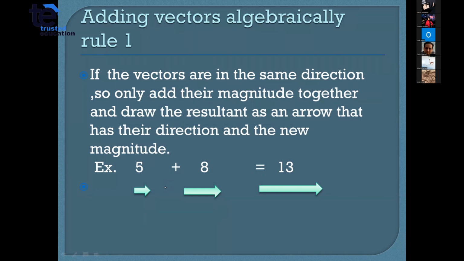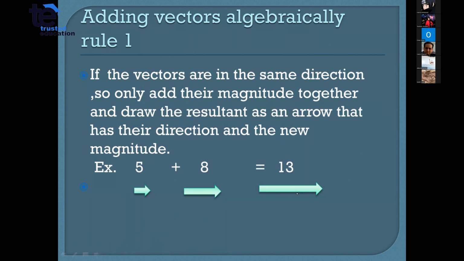For example, before I start adding two vectors graphically, I need to tell you that if the two vectors are in the same direction, as we agreed before, that vectors have directions, that's why I need to take care of that direction. So if the two vectors that you are adding are in the same direction, all you have to do is add them normally. So 5 plus 8 will give you 13, and the resultant vector, or the total vector, will be in the direction of both of them. So 5 plus 8 to the right will give me 13 to the right.